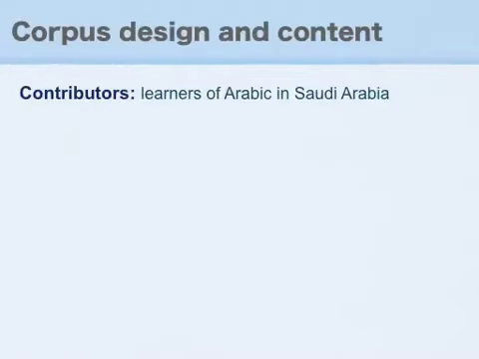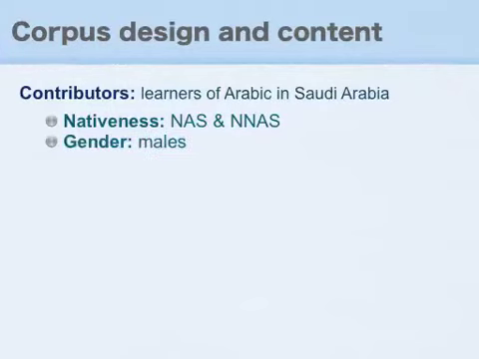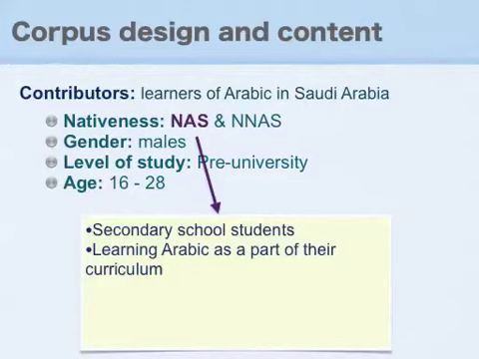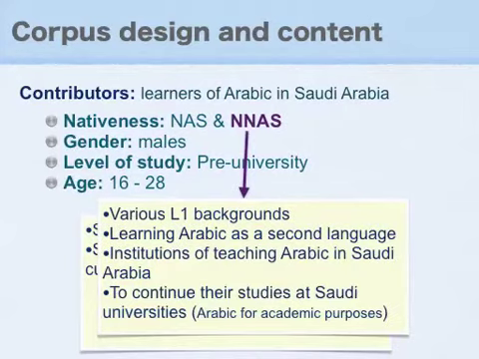The contributors are learners of Arabic in Saudi Arabia. The corpus covers two types of learners, native Arabic speakers and non-native Arabic speakers. Both are males in pre-university level. Their ages range from 16 to 28. The native speakers are secondary school students and learning Arabic as a part of their curriculum. The non-native speakers have many different backgrounds. They are learning Arabic as a second language at institutions of teaching Arabic in Saudi Arabia in order to continue their studies at Saudi universities.